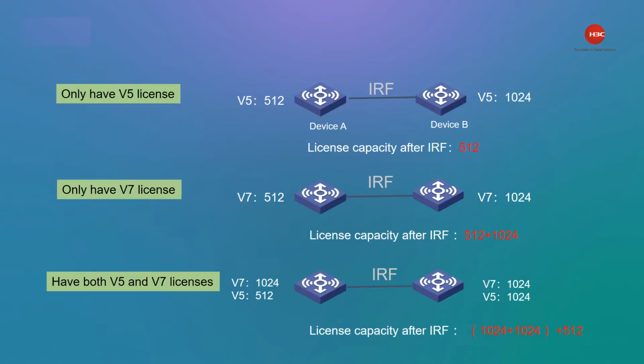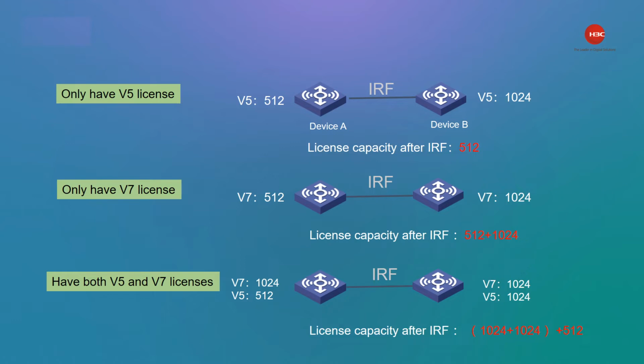Here, we have three examples to help you understand it. Device A and device B form an IRF. When there is only V5 license, if the capacity of device A is 512 and the capacity of device B is 1024, then the license capacity of the IRF are both 512.